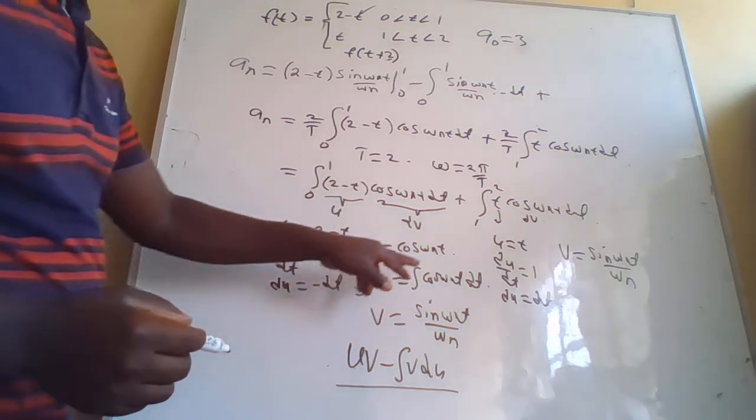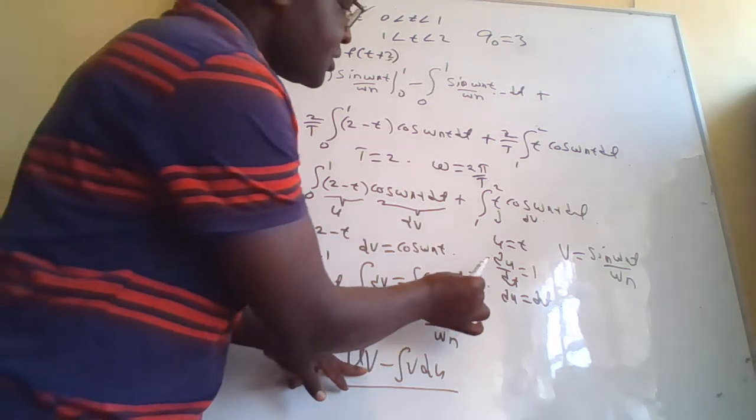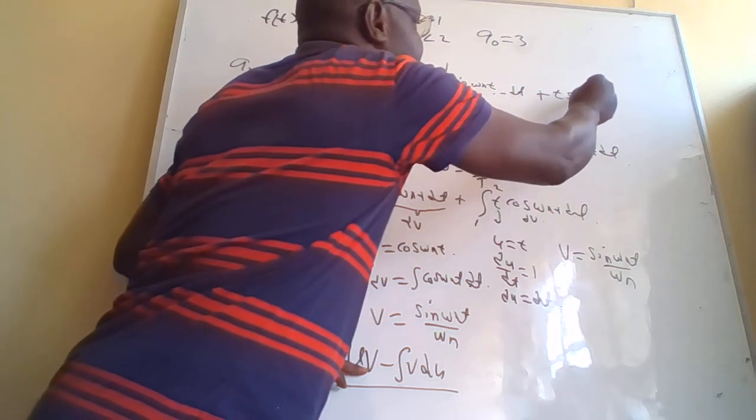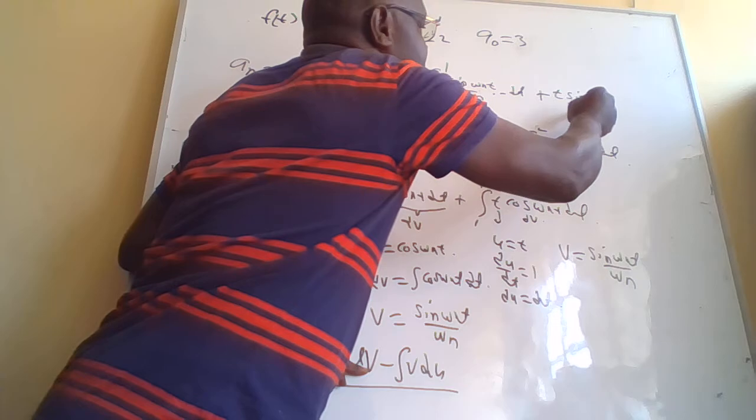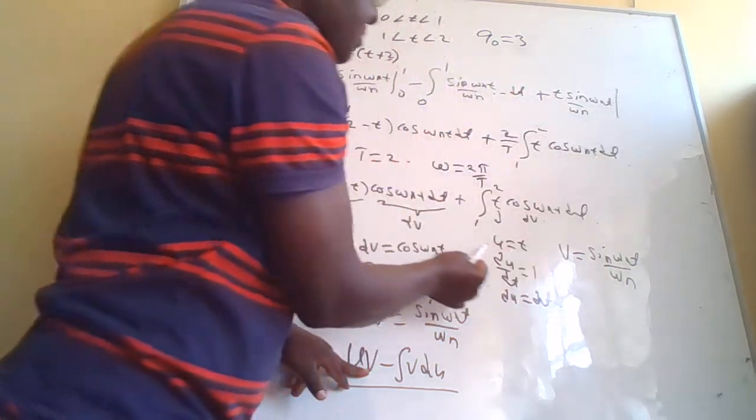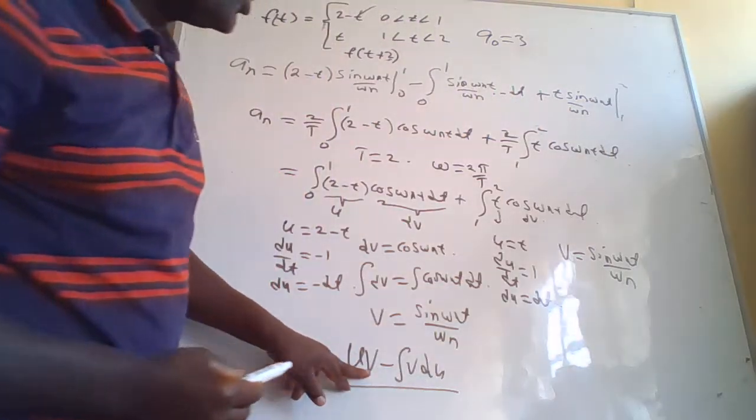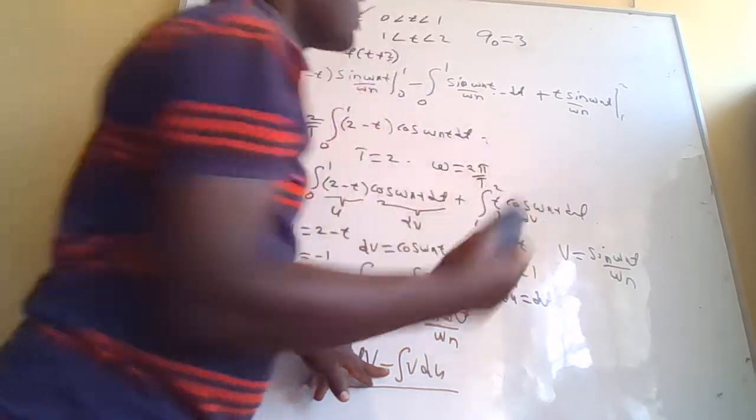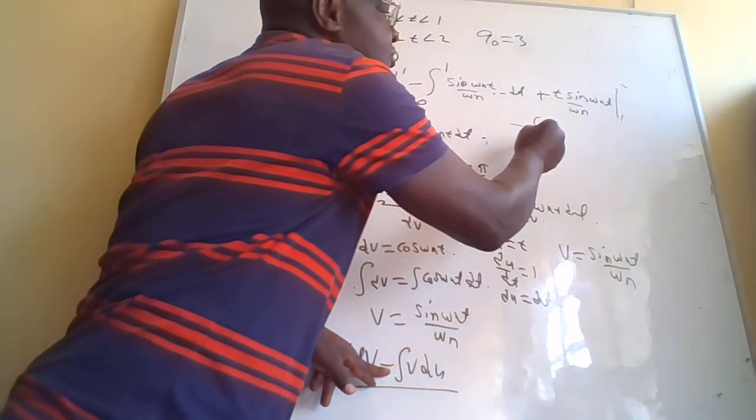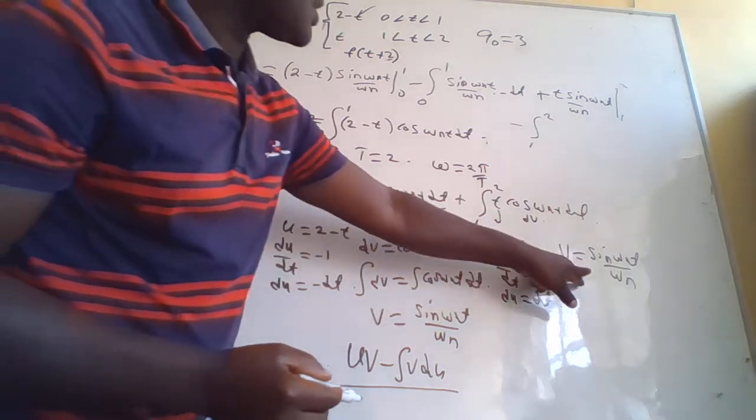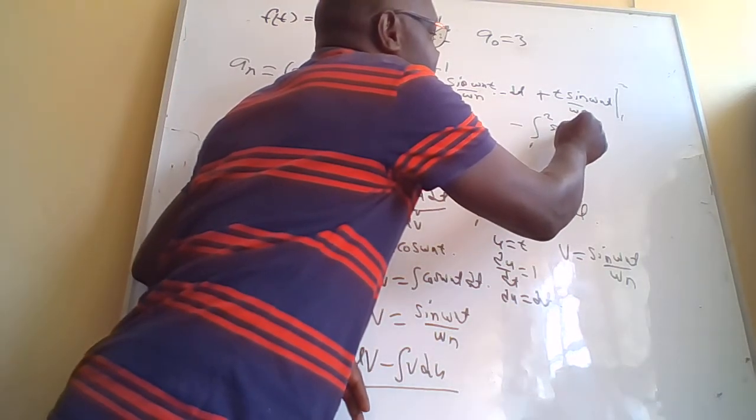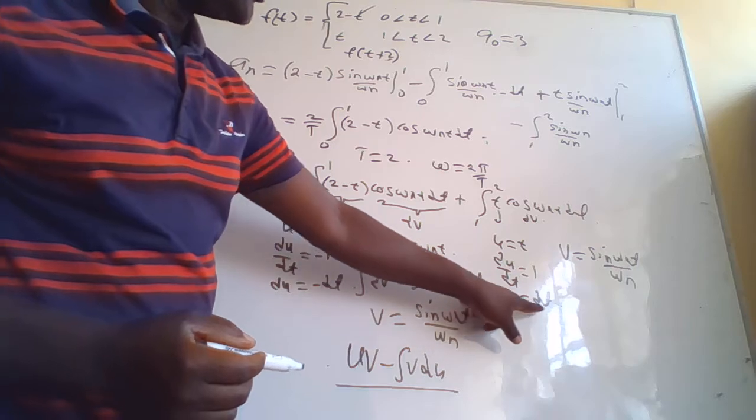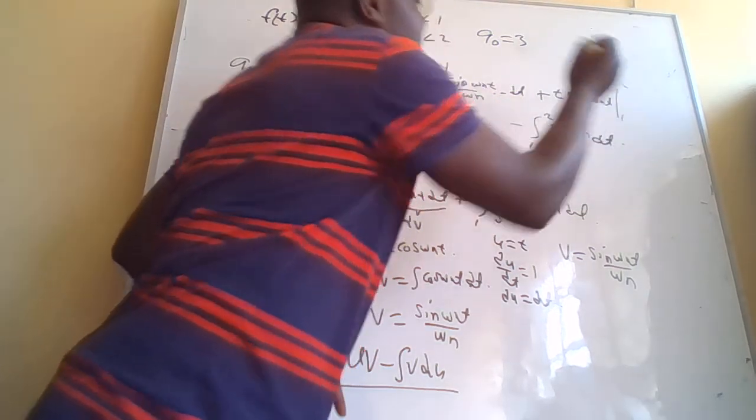Plus we apply again uv. Our u here is t, our v is this side, so the limit here is 1 to 2, and then minus the integral from 1 to 2, our v is sine, that's our v, then du equals dt, like that.